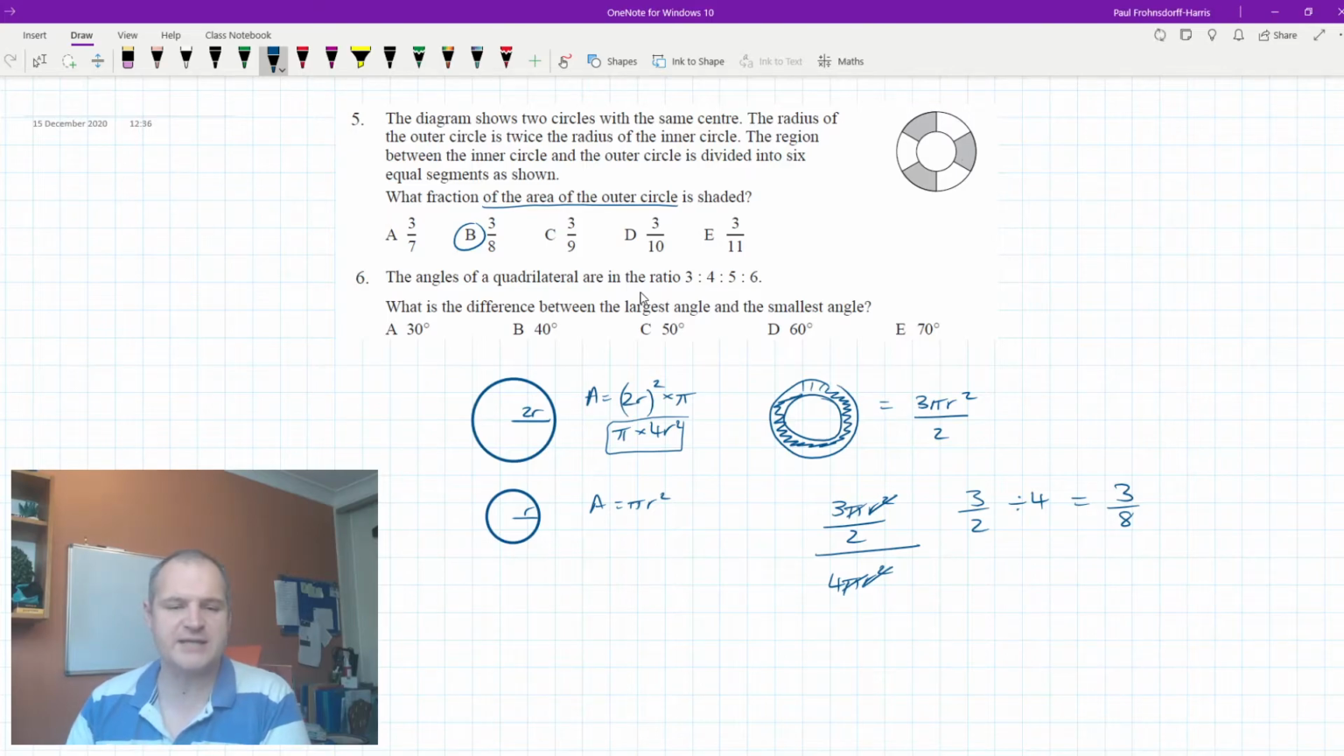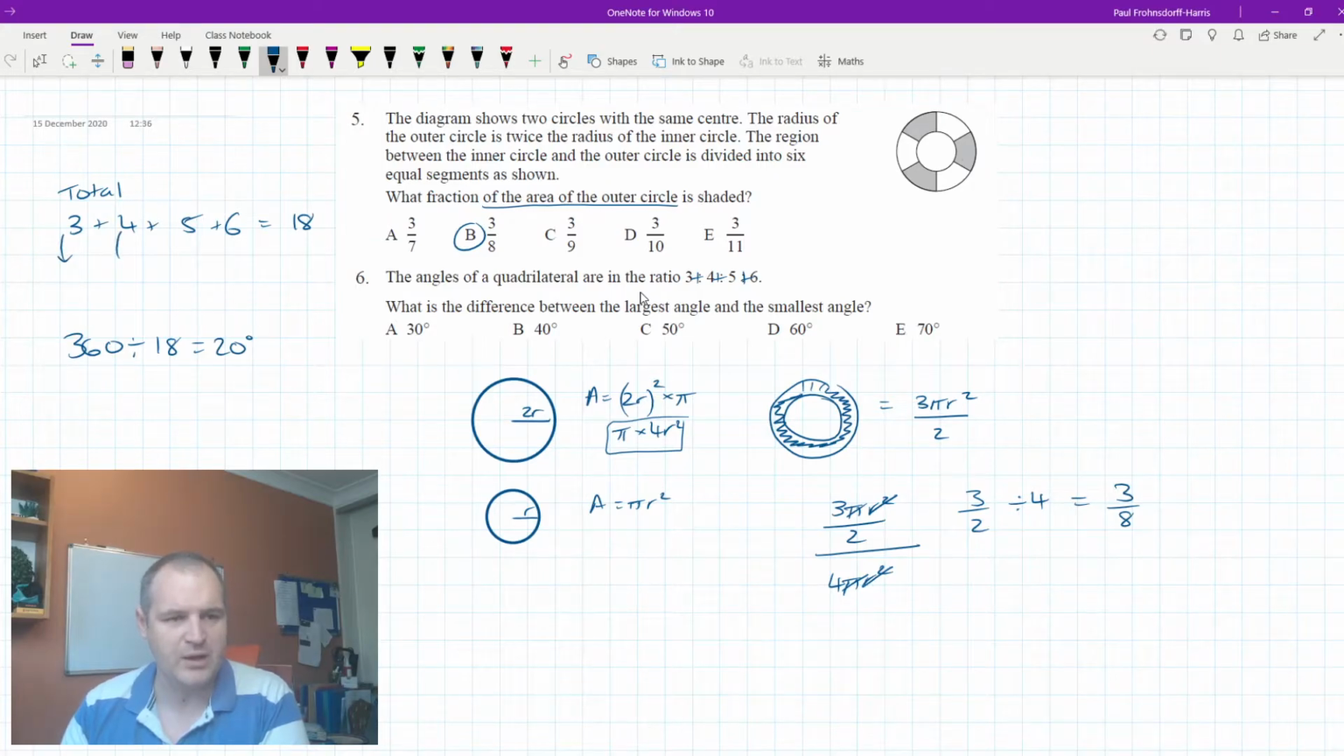When doing number 6, first thing I do is find the total of the ratios. 3 plus 4 plus 5 plus 6. 3, 4, 5 and 6 adds to make 18. We then divide 360 by 18 and we get 20 degrees. So therefore, each of these are going to be multiplied by 20. So we've got 60, 80, 100, 120.